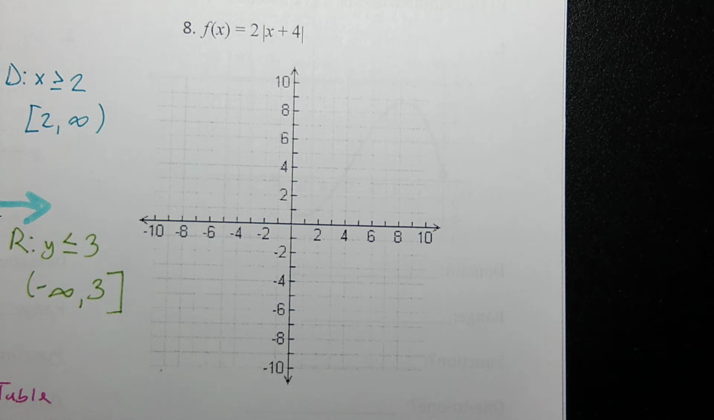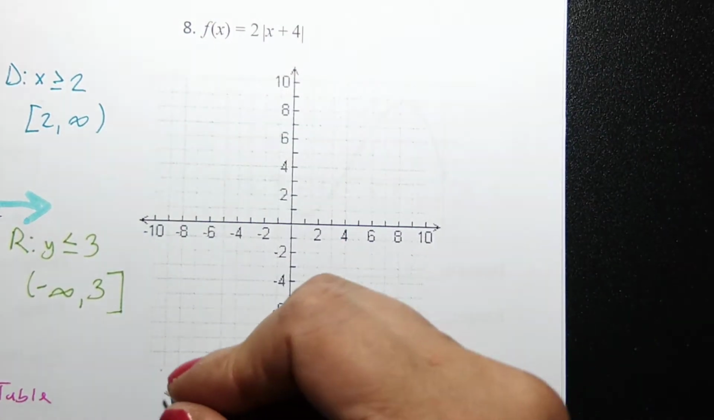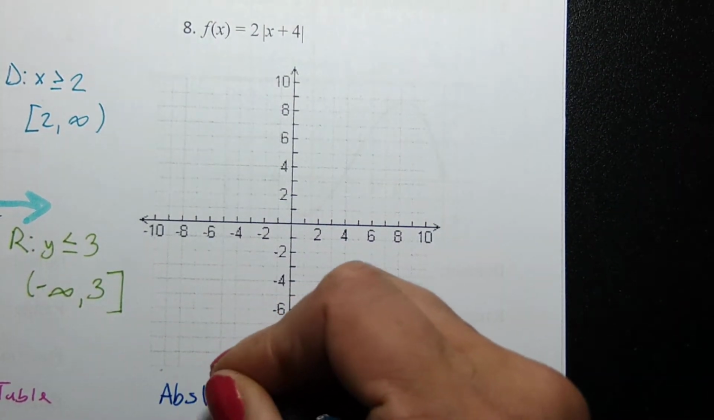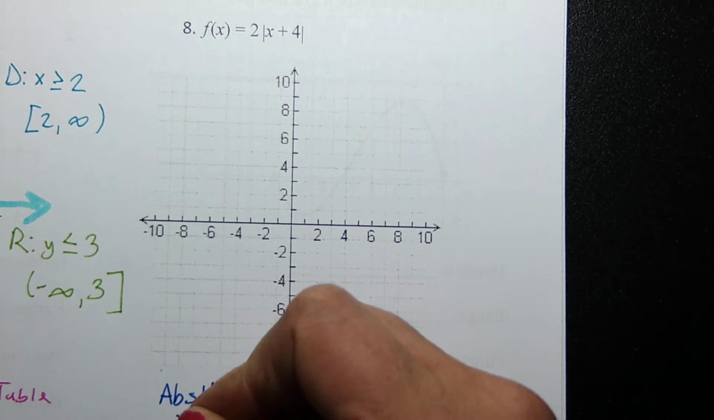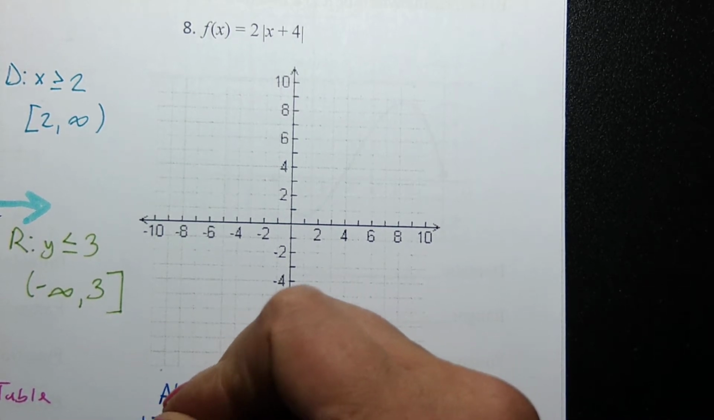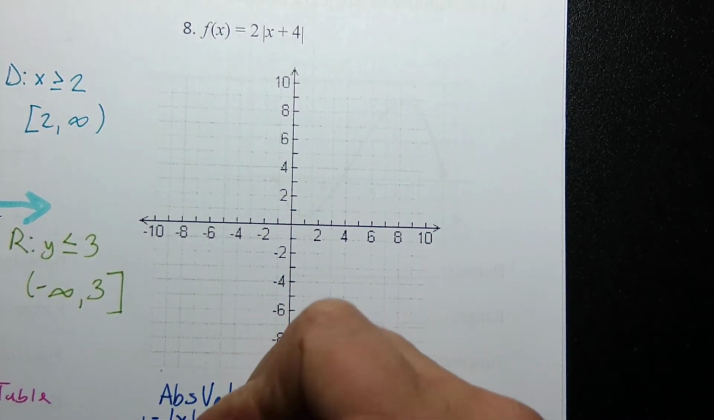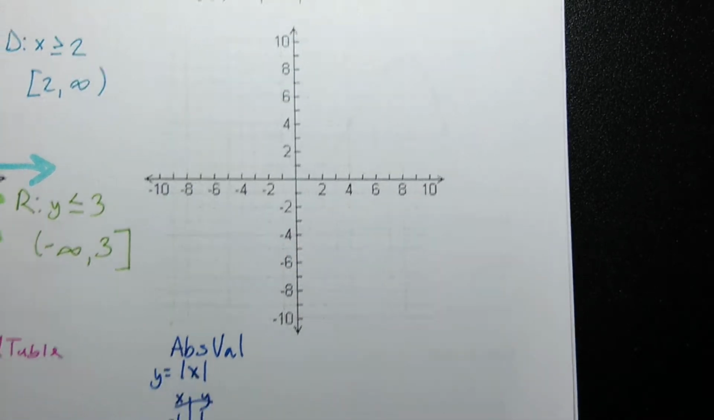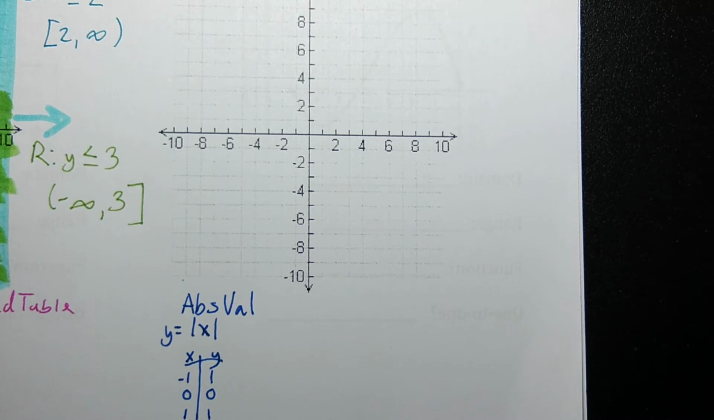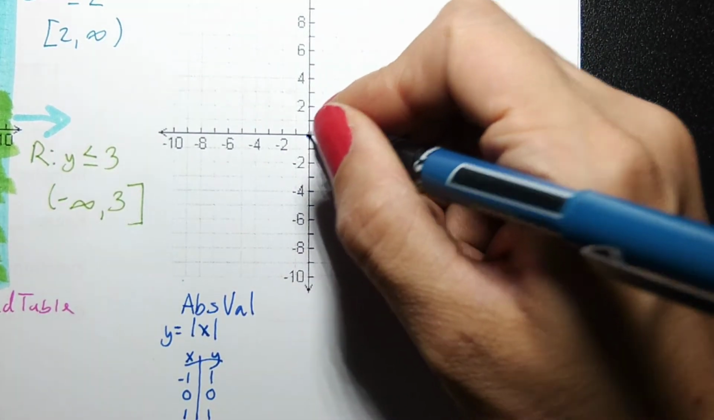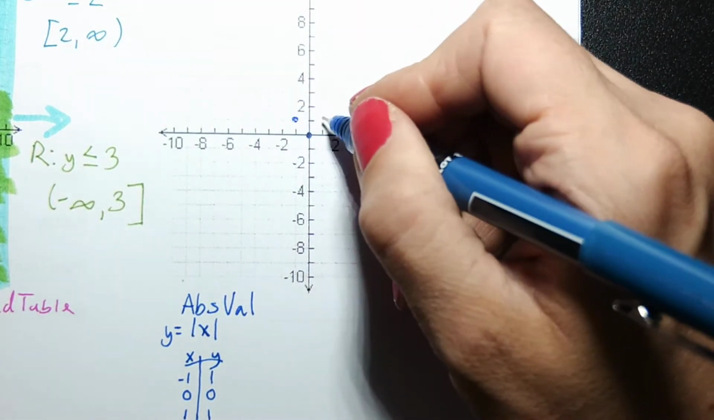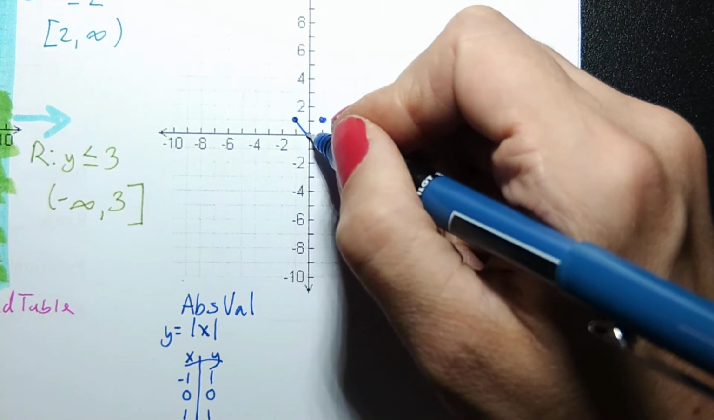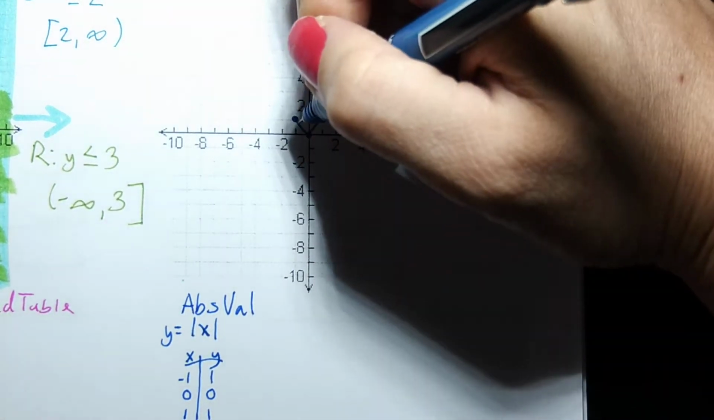Folks, what type of function is this? Absolute value. So first, check yourself and make sure that your graph looks like a V. Parent table: negative 1, 0; 0, 1; 1, 1... I'm going to go ahead and plot those. And we see that we have this happy V.